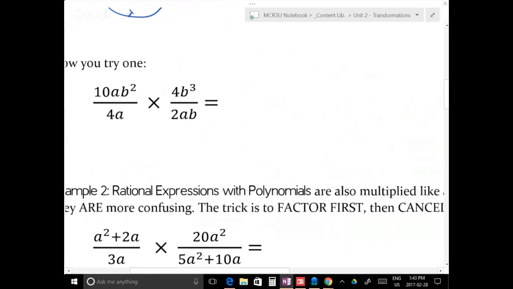Yeah, the only thing you could do, in this case, when you cancel the a's, is leave the one on the top. Yes, you can have negative exponents, but for the purpose of this unit, we're going to stick with keeping them on the bottom. It wasn't wrong. It's just not how we're going to do it. Does that make sense? Cool.